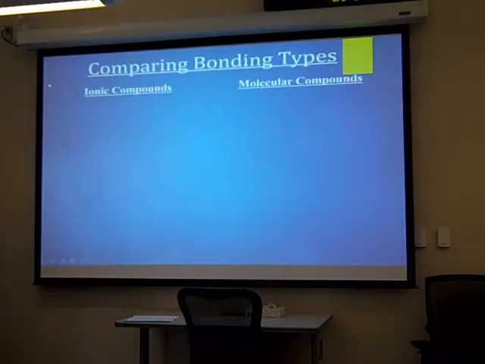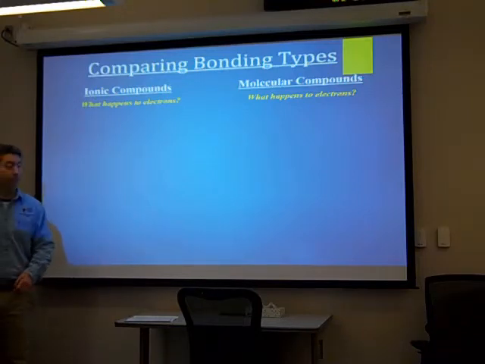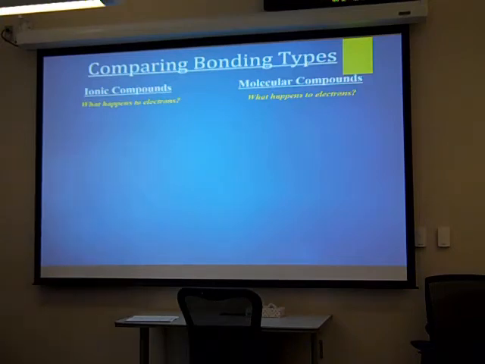Pretty interesting, huh? So, let's compare the 2 bonding types. For ionic compounds, what happens to the electrons? In ionic compounds we have one metal and one non-metal, they attract each other, and one of them loses and the other one gains. Exactly. So in ionic compounds, 1 or more electrons are lost to the other atom.